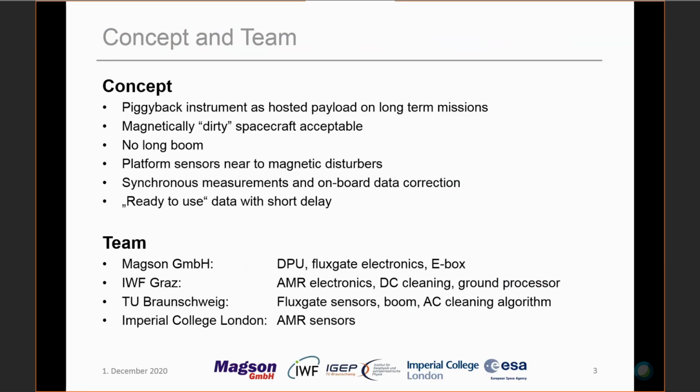The team, 4 groups, has worked on this project. Maxon was responsible for the development of the DPU, for the flux gate electronics and the box design. The Space Research Institute in Graz for the RMR electronics, the DC data cleaning on ground, and for the complete ground processor. The Technical Universität in Braunschweig, the Institute for Geophysics and Extraterrestrial Physics for the flux gate sensors, the boom, and for the AC cleaning algorithm, and the magnetometer group from the Imperial College in London has provided the RMR sensors.